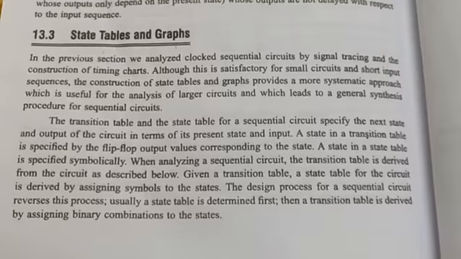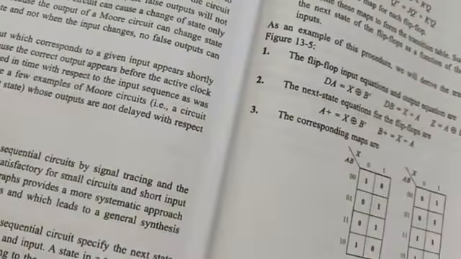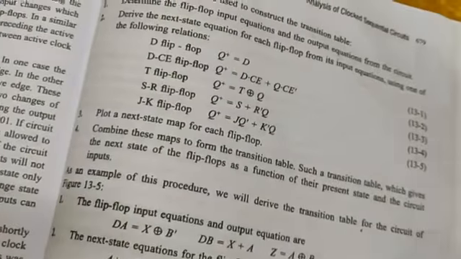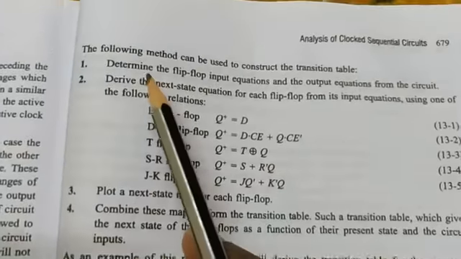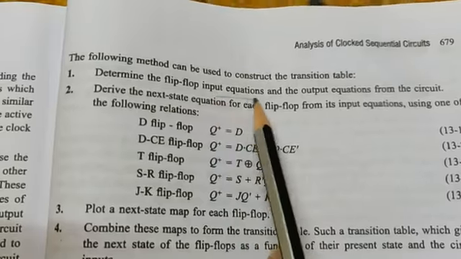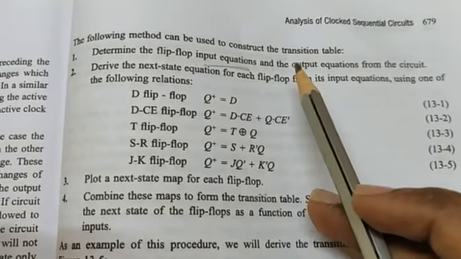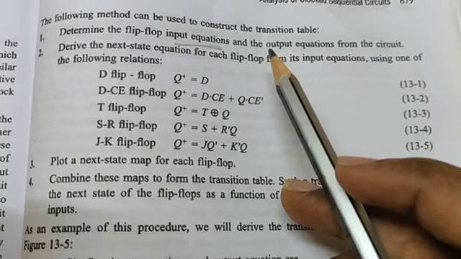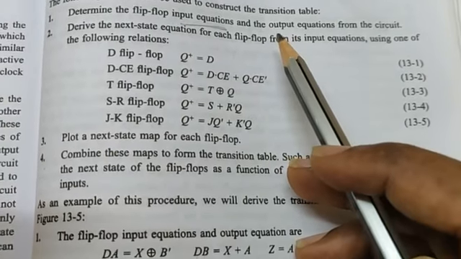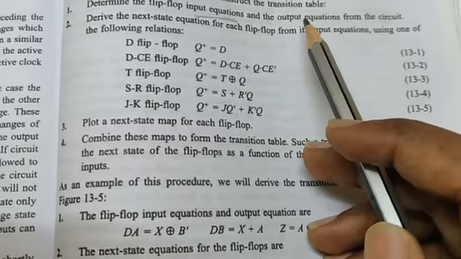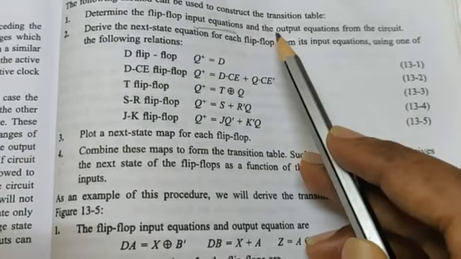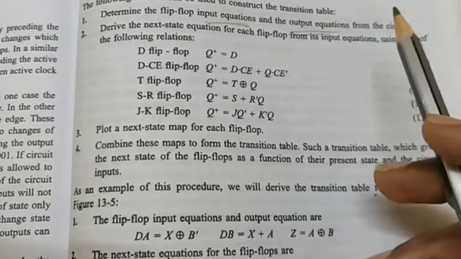In order to construct a transition table and state table, the following things need to be taken into consideration. First, determine the flip-flop input equations. As you all know, each and every circuit will contain flip-flops. So what is the input for that flip-flop? What is the input equation? That is the first thing, and the output equation. That's the first point.